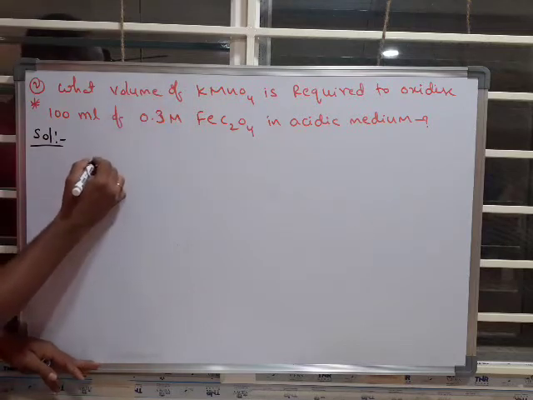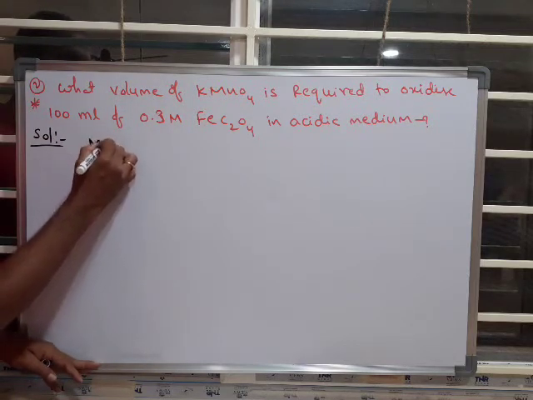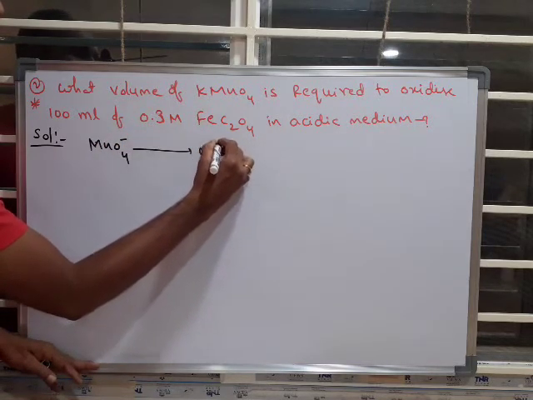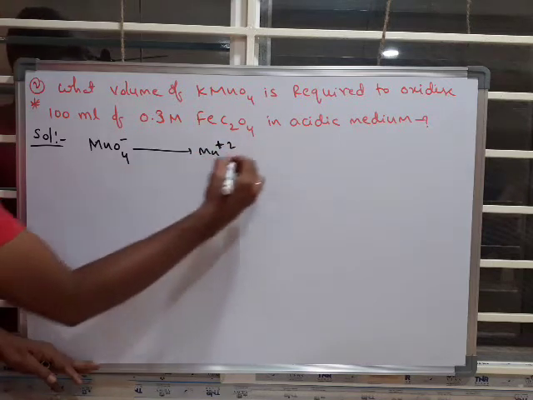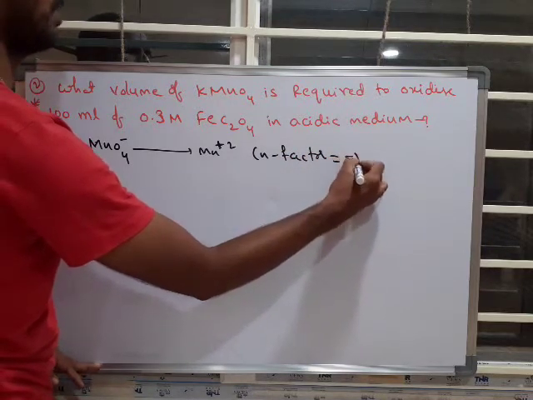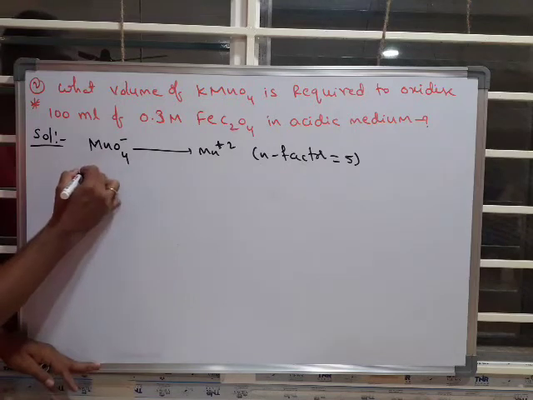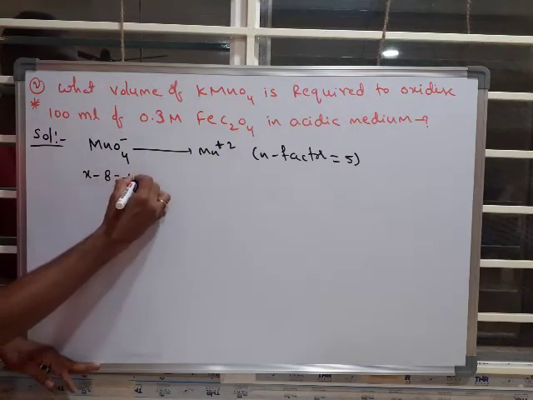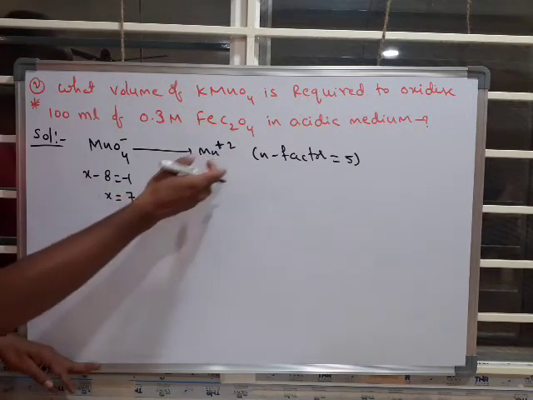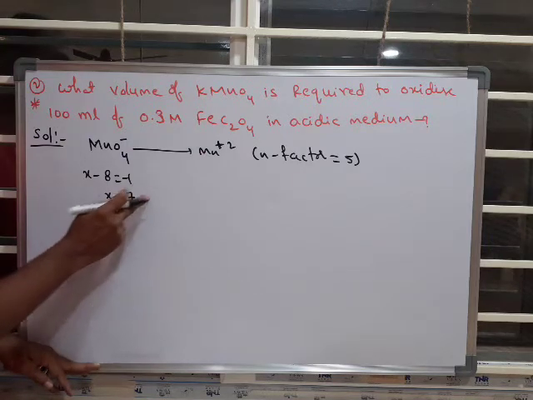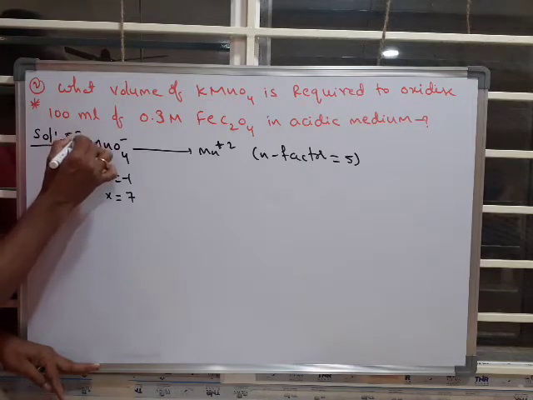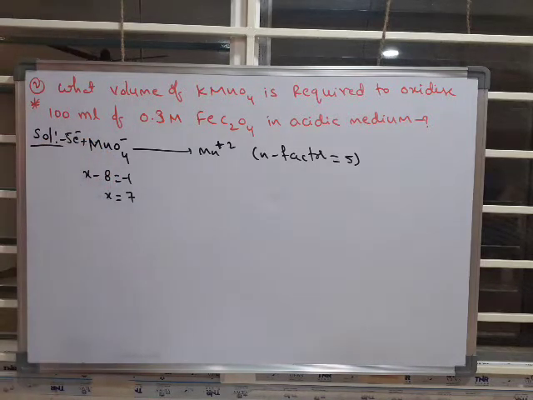First, in acidic medium, what is the change? In potassium permanganate, the permanganate ion changes to Mn plus 2. We already calculated this many times. So what is the n factor? The n factor equals 5. We know the manganese oxidation number: x equals 7, and it becomes plus 2. So plus 7 becomes plus 2, which means it is reduced, by gaining how many electrons? 5 electrons plus MnO4 minus.